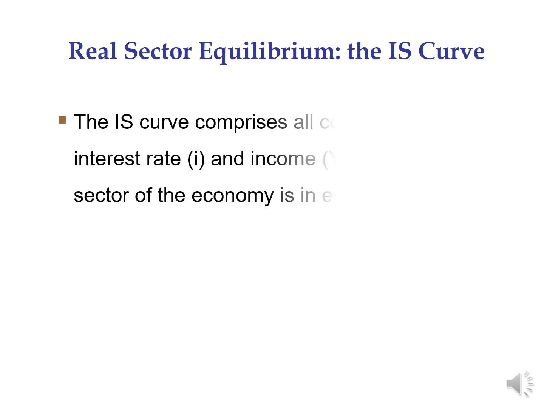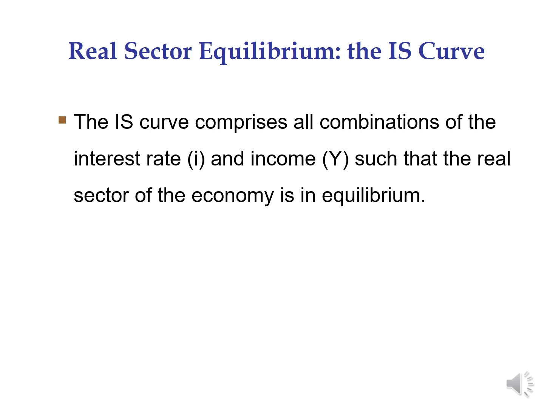Real sector equilibrium, the IS curve, or we can say the goods market. The IS curve comprises all combinations of the interest rate, i, and income, Y, such that the real sector of the economy is in equilibrium.